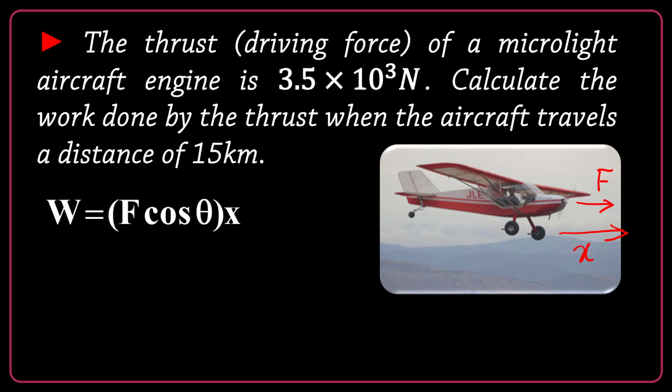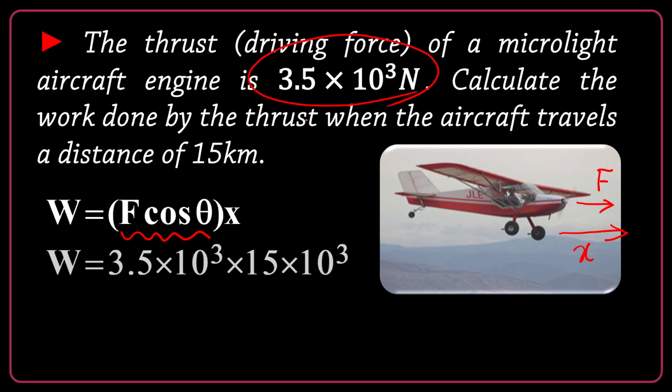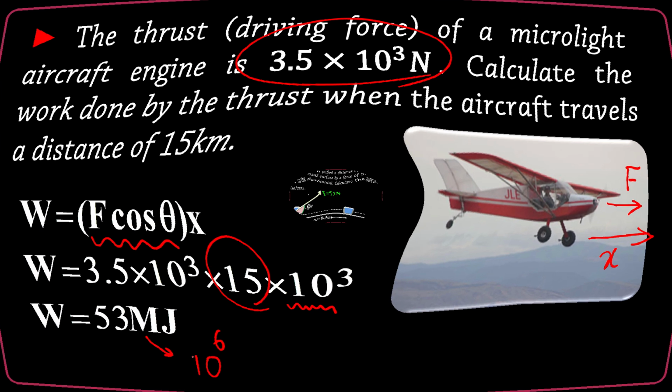So here F cosine of theta is exactly 3.5 times 10 to the 3. Let's plug in the values, and here 15 kilometers is converted to meters, so we need 10 to the 3. That's all. The answer is 53 megajoules. Mega here stands for 10 to the 6.